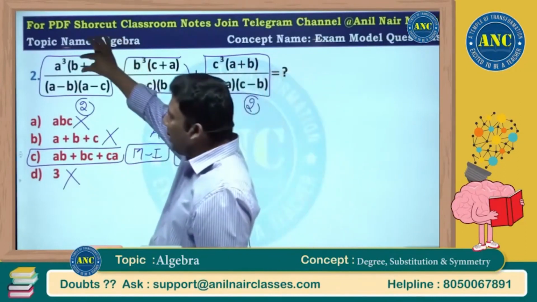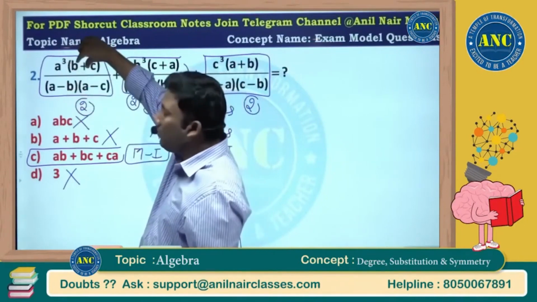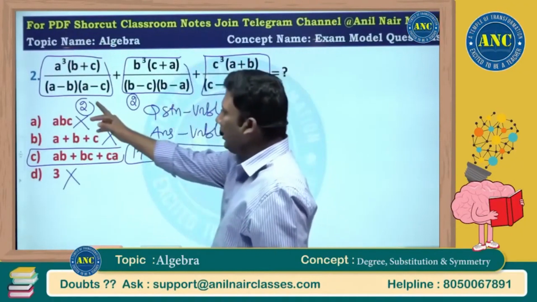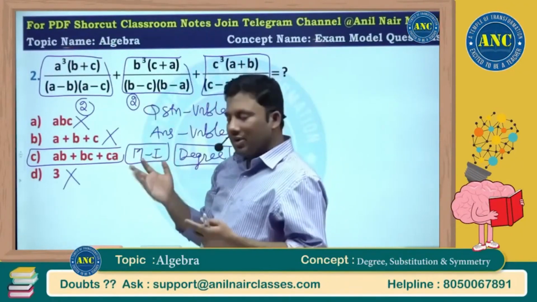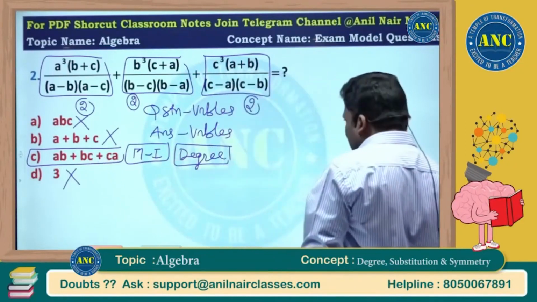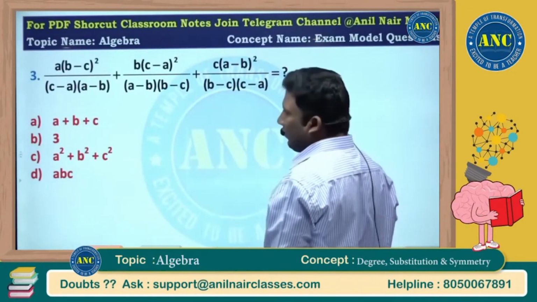Again listen carefully. Here the degree is 4. Denominator degree is 2. Numerator degree 4, denominator degree 2. Answer will be degree 2. So option is AB plus BC plus AC. Very, very easy question. Slowly we will increase the level of difficulty.